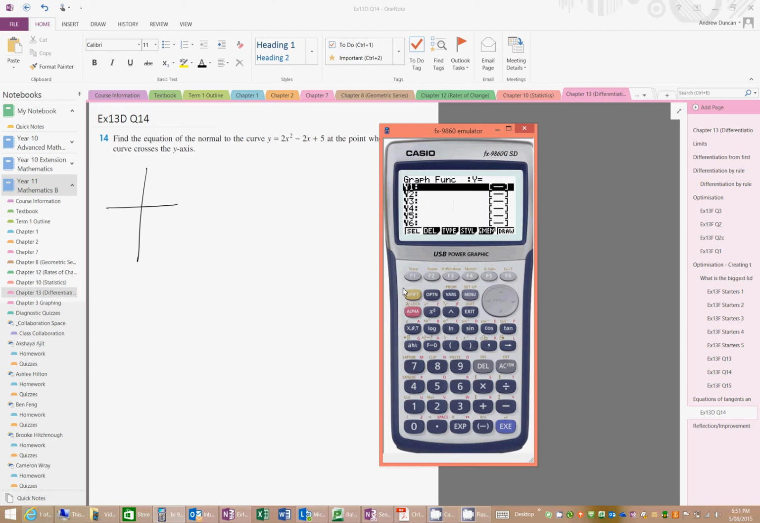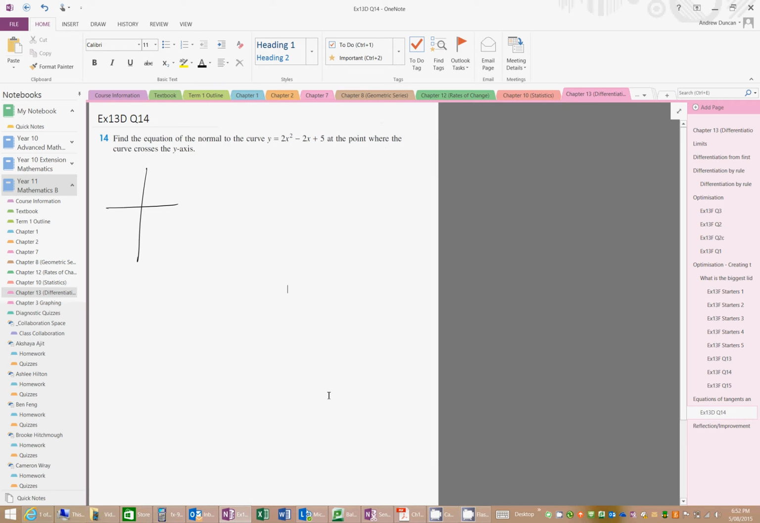Delete, 2x squared minus 2x plus 5. Okay, draw. Let's see what auto zoom does for me. Yeah, looks good. Okay, so where it cuts the y-axis somewhere there. Okay, so I know that looks something like this. This point here, I'm not sure the coordinates of it, but I know that it has an x-coordinate of 0.